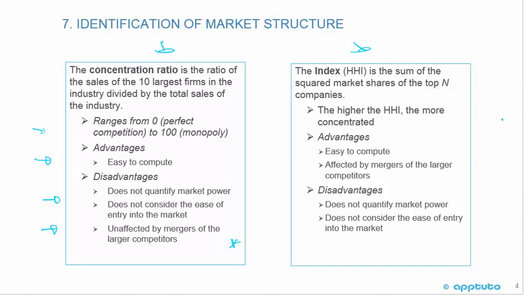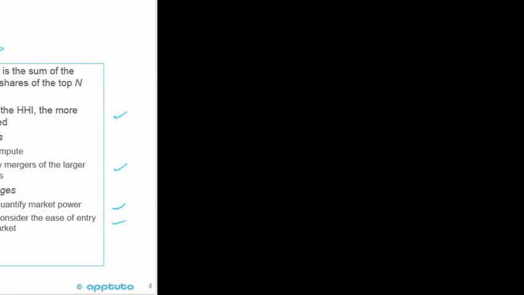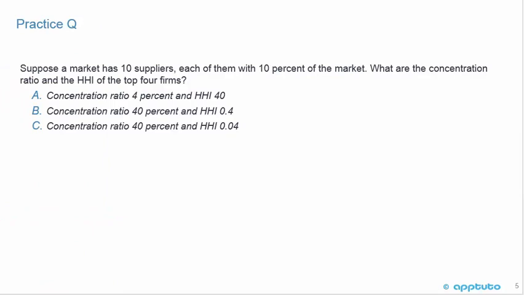The HHI is the sum of the squared market shares of the top N companies. The higher the HHI, the more concentrated the industry. The advantages are it's also fairly easy to compute. It is affected by mergers of the larger competitors. The disadvantages are it does not quantify market power and does not consider the ease of entry into the market. Okay, we'll just do a quick practice question on that.